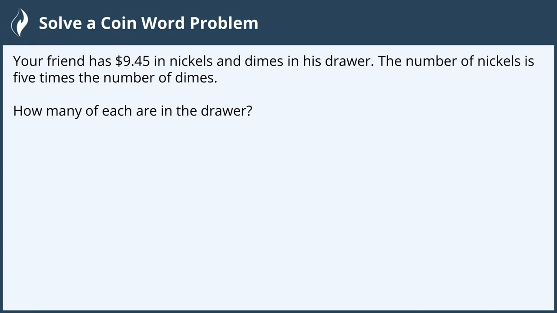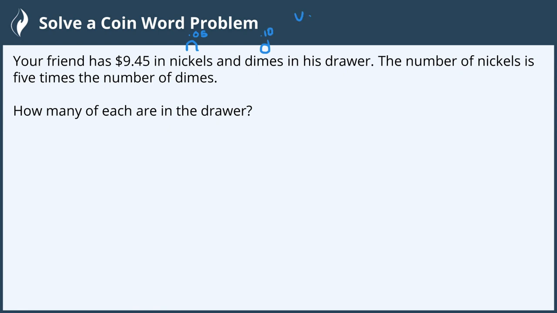We have two unknowns, the number of nickels and the number of dimes. So we need to have two variables to represent both. The number of nickels I'm going to represent with N for nickel, and the number of dimes I'm going to use D to represent for dimes. The value of a nickel is 5 cents, and the value of a dime is 10 cents.